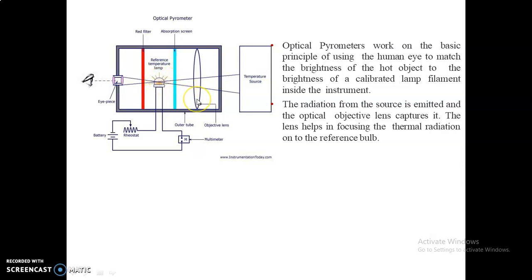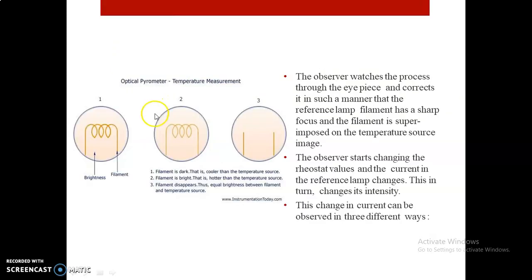So here we have an objective lens, an outer tube and an inner tube. This is an absorption screen and we have a filter. This is just for the brightness of this particular light. Initially they will adjust using this rheostat and multimeter. They will set some value through this reference temperature lamp. Then once the temperature source is present, according to the temperature range, the brightness of this lamp is going to vary. So you can just look at, this is the brightness and this is the filament.